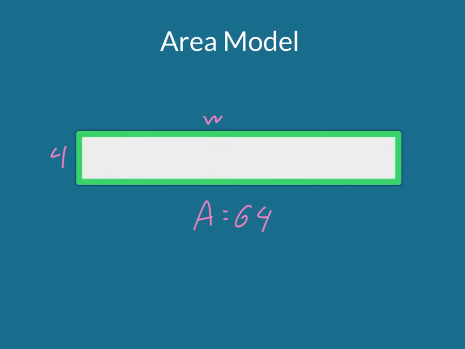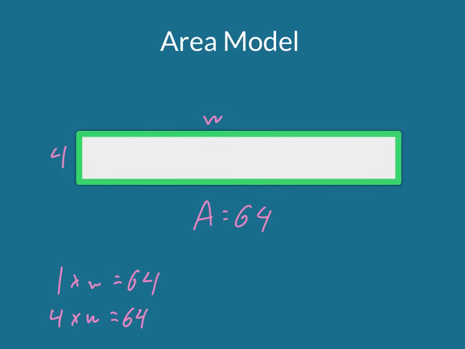I need to figure out how wide this box is, but I know the area is 64. Knowing that length times width equals 64, I know that 4 times something, which is my W in this case, is going to equal 64. So what is my W? Now I need to use division to work myself backwards.